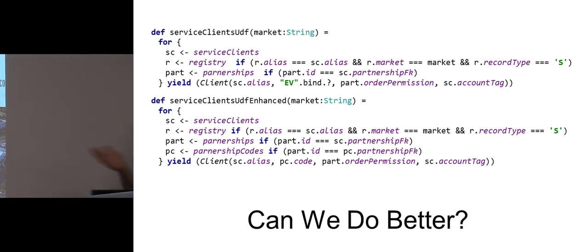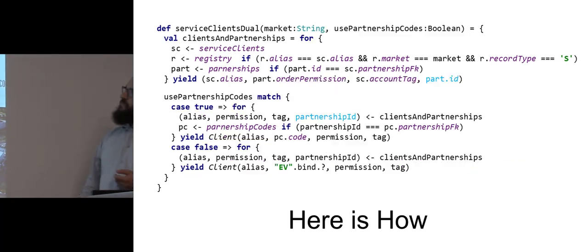So we've reproduced some code. Can we do better than this? We are, after all, in a real language that has real composition. Can we do better than just replicating the code? As a matter of fact, we can.